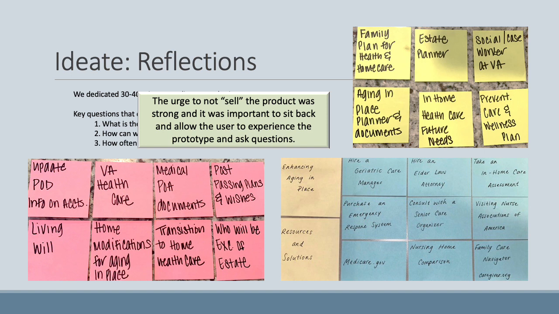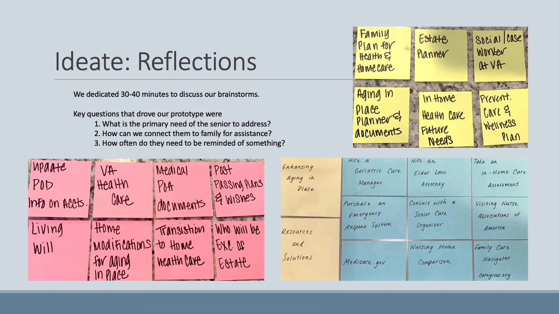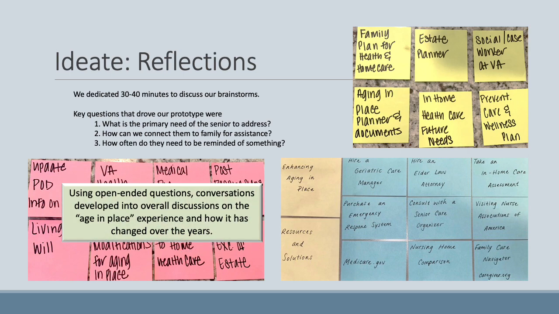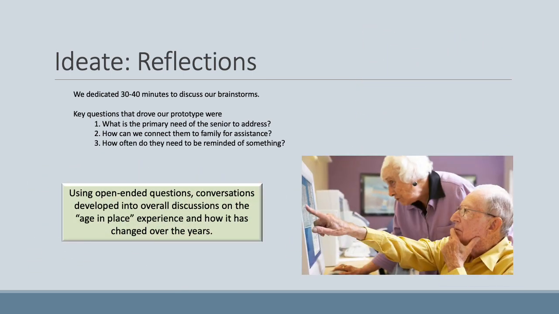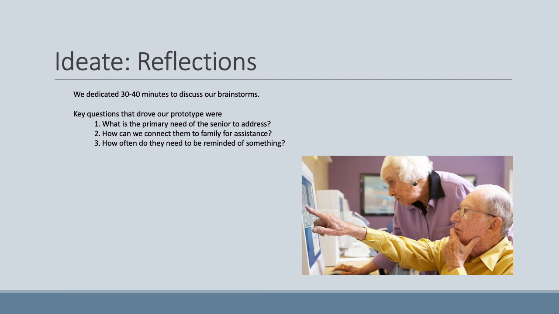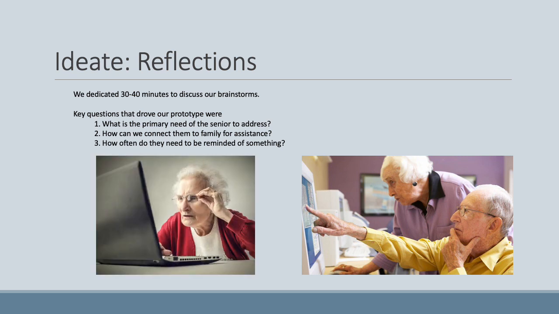The urge to not, quote, sell the product was strong, and it was important to sit back and allow the user to experience the prototype and ask questions. Using open-ended questions, conversations developed into overall discussions on the, quote, age-in-place experience and how it has changed over the years. It seems that with digital prototypes, it is hard to get a good gauge on usability without an actual digital product to showcase. Some key questions that really framed our process were: what is the primary need of the senior that we need to address? How can we connect them to family?